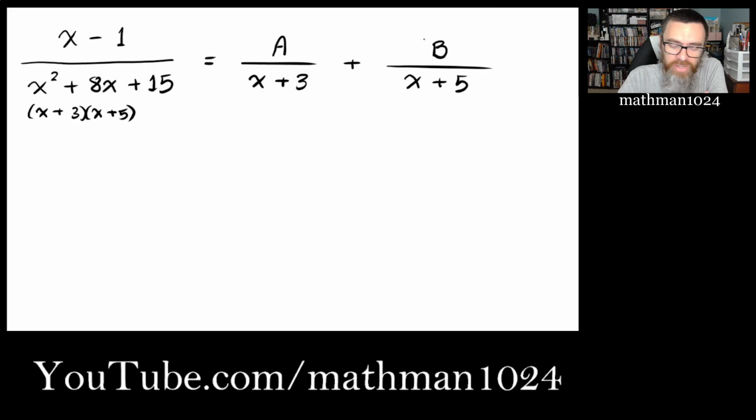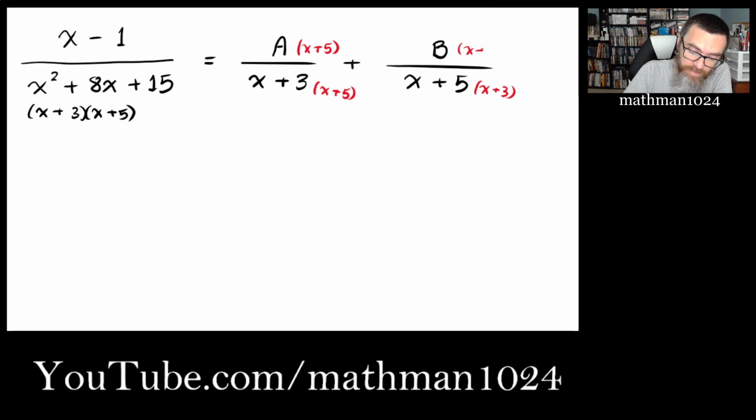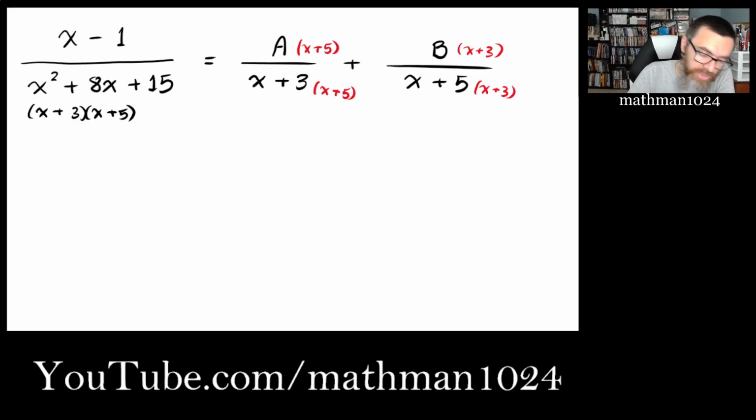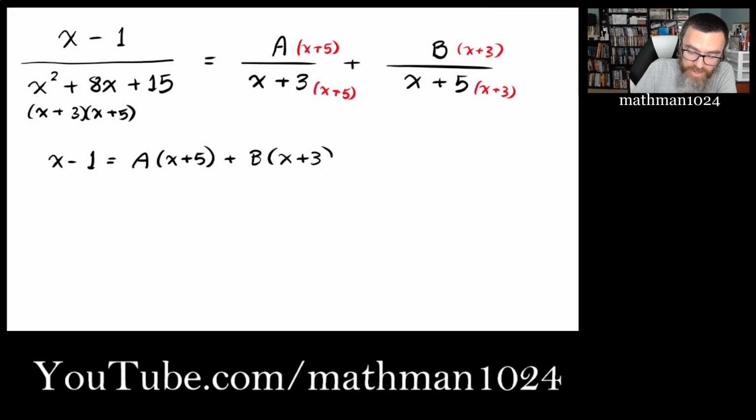Now, it all comes down to understanding how you would clear fractions from rational equations from before. So the common denominator would have to include all of these factors, x plus 3 and x plus 5. If I put in those missing factors over here, you can basically wipe out all of those denominators because they're all the same. And that would leave us with the equation x minus 1 equals a times x plus 5 plus b times x plus 3.